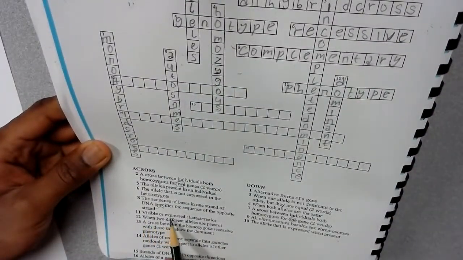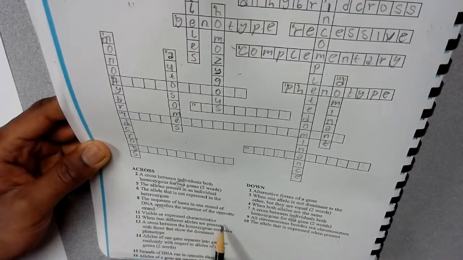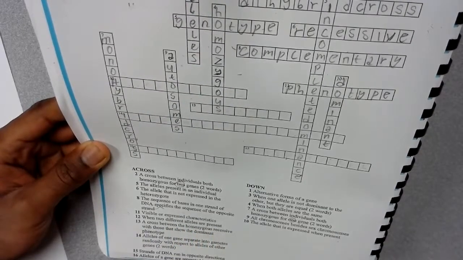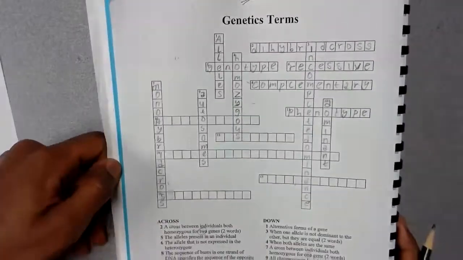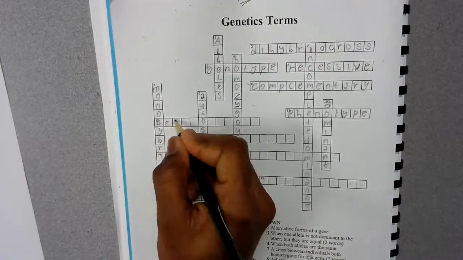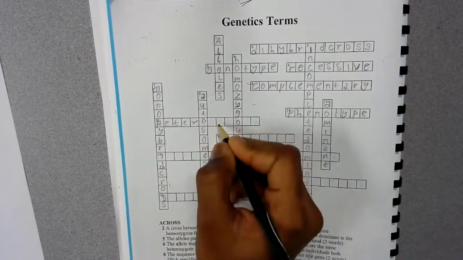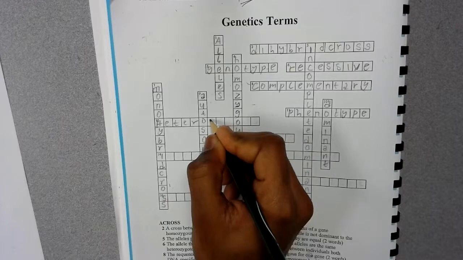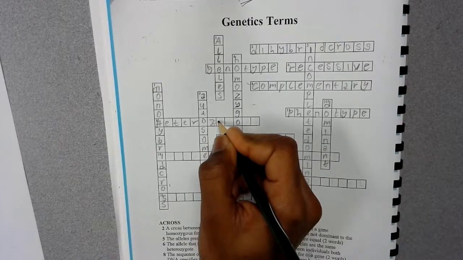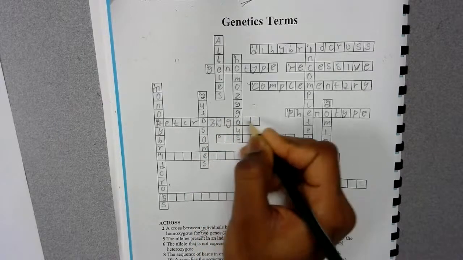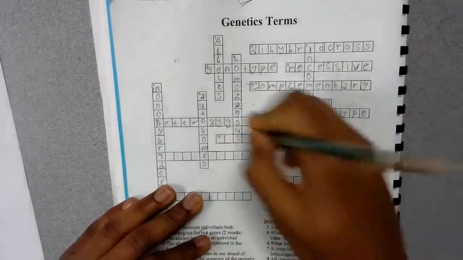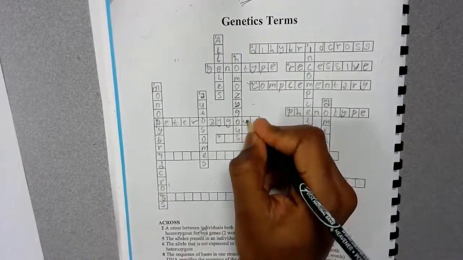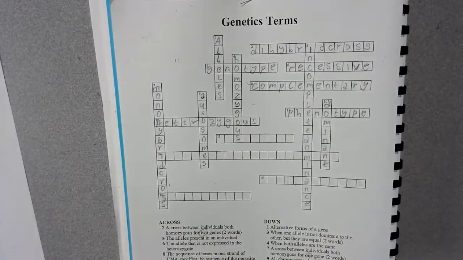Number 12, when two different alleles are present, that is heterozygous. When they are the same, it is homo; when they are different, it is hetero. So that one is heterozygous. H-E-T-E-R-O-Z-Y-G-O-U-S. Heterozygous. That is number 12.